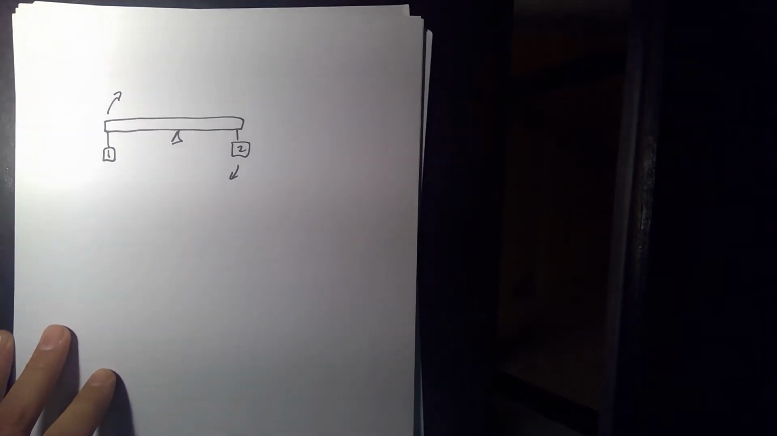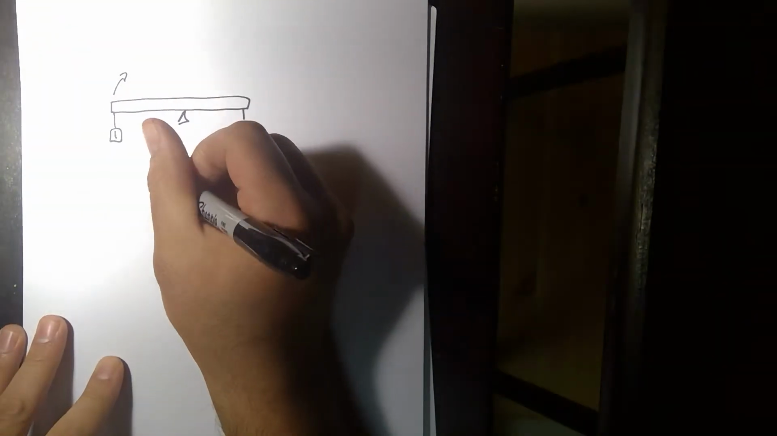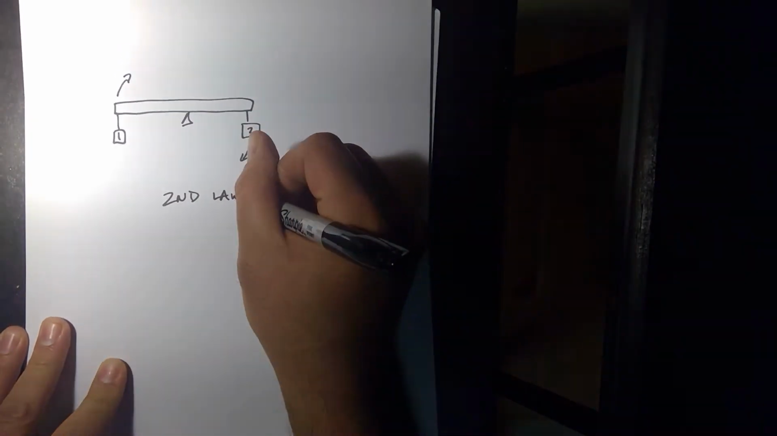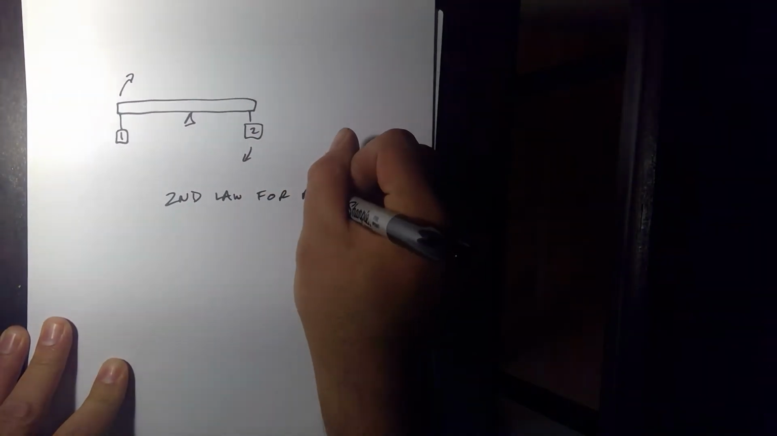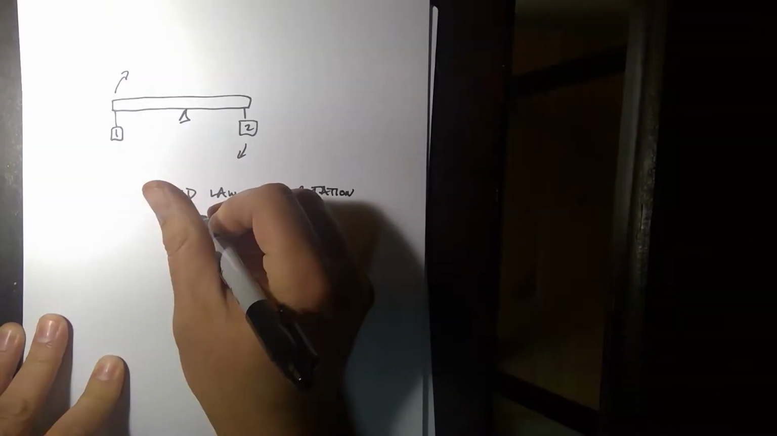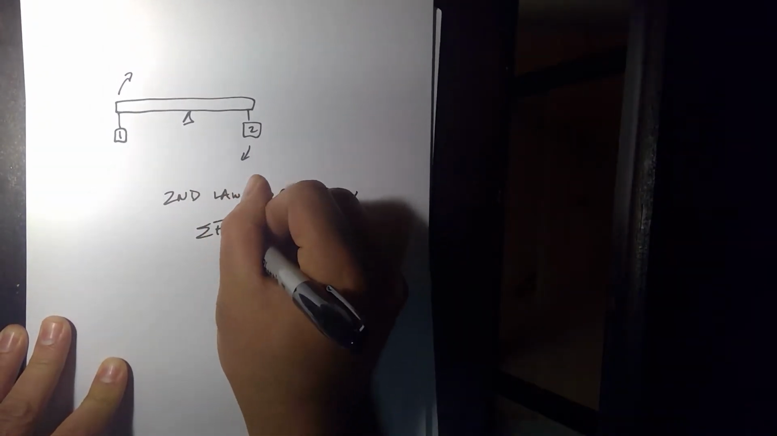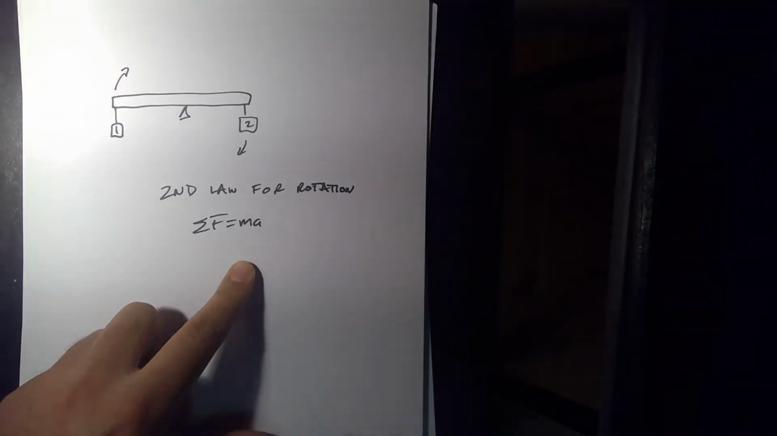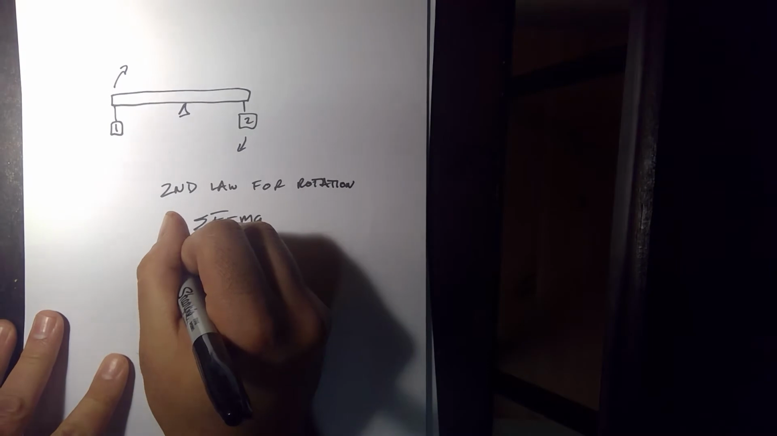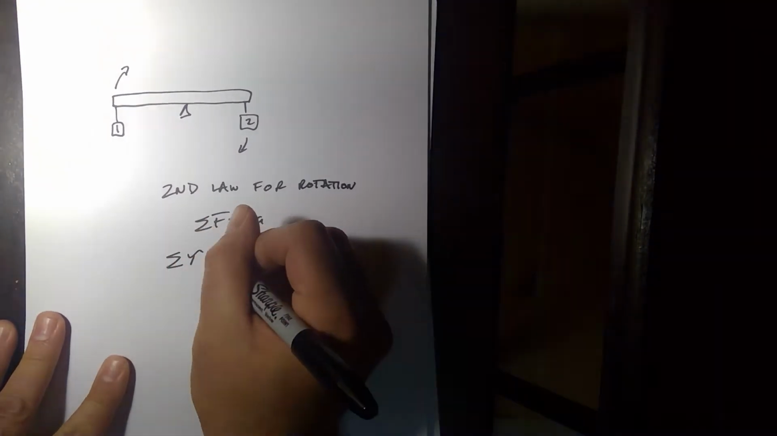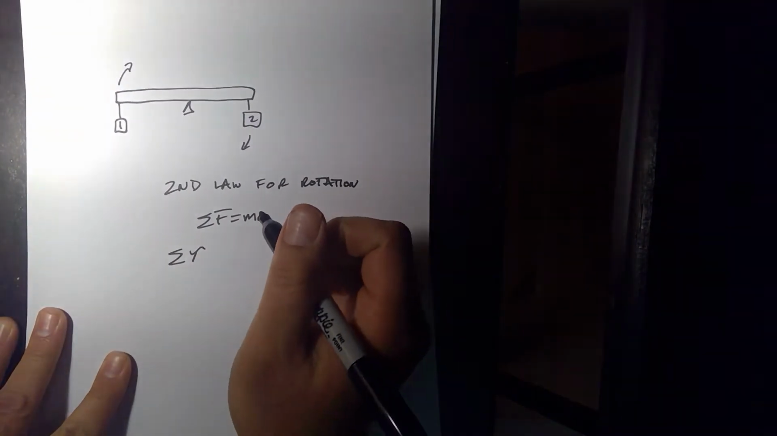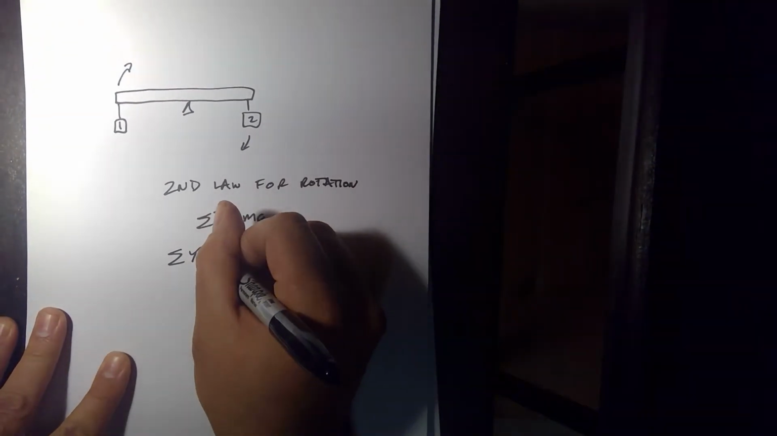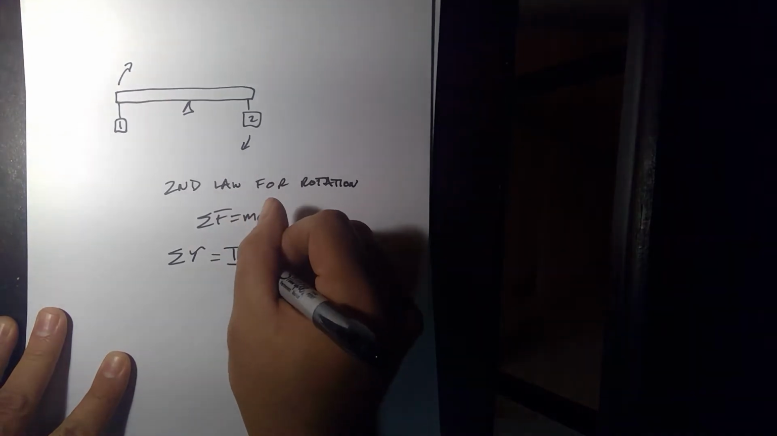So what we're going to get into is the second law for rotation. Well, let's just write out the second law for translational motion. Sigma F equals ma. Net force causes the mass to accelerate. Well, what we're going to consider now for rotation is the net torque. The net torque, if it's not zero, you're going to get rotation. So what we have here is sigma tau equals I times alpha.